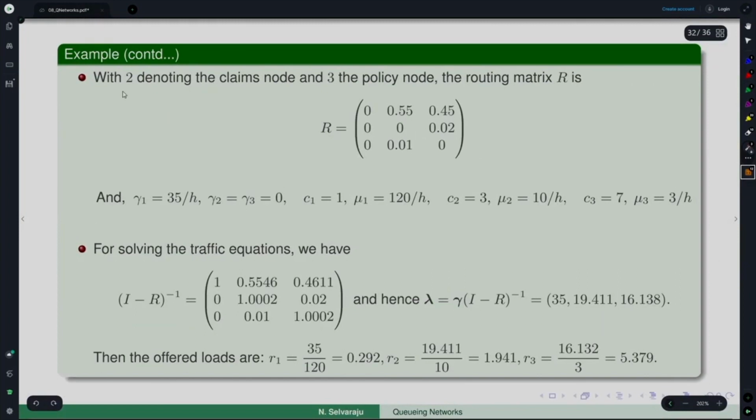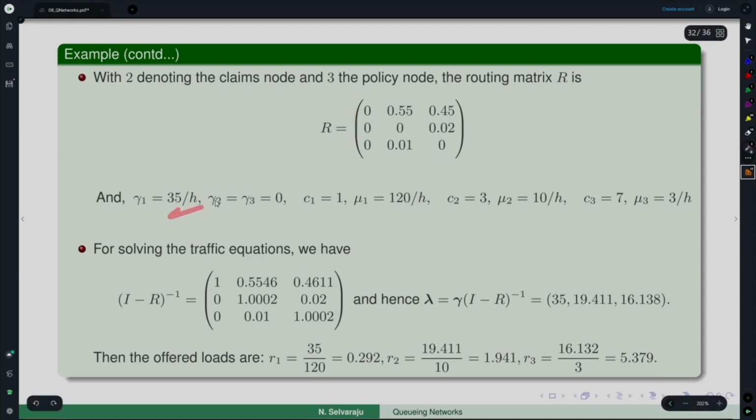Now, 1 is for the external arrival node, 2 denotes the claims node, and 3 the policy node. One can now think about the routing matrix. In this particular case 55% goes to claims and 45% goes to policy, and after finishing in claims 2% goes to policy, and after finishing policy service 1% goes to claims. So, this is the routing matrix that you have here.